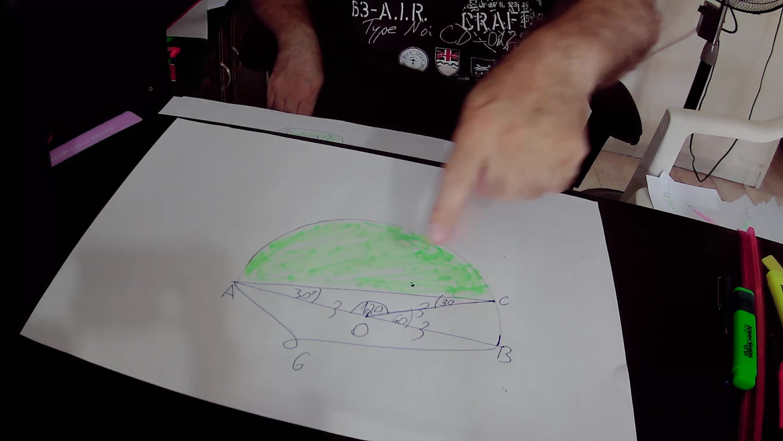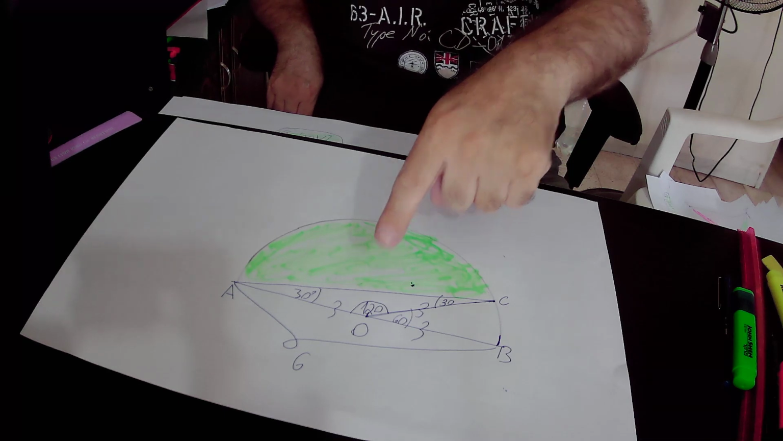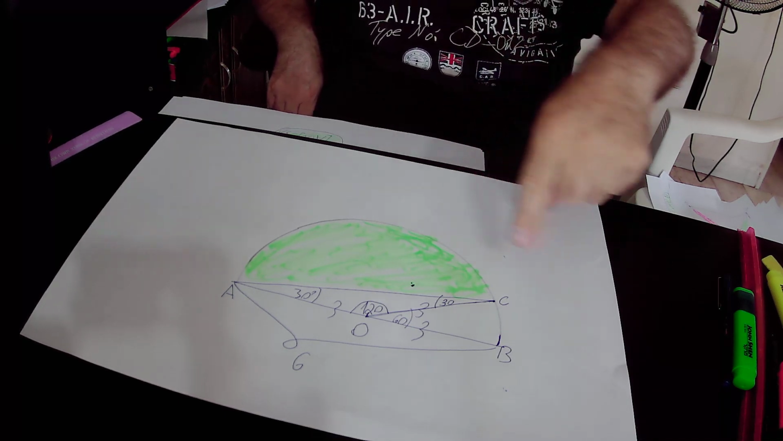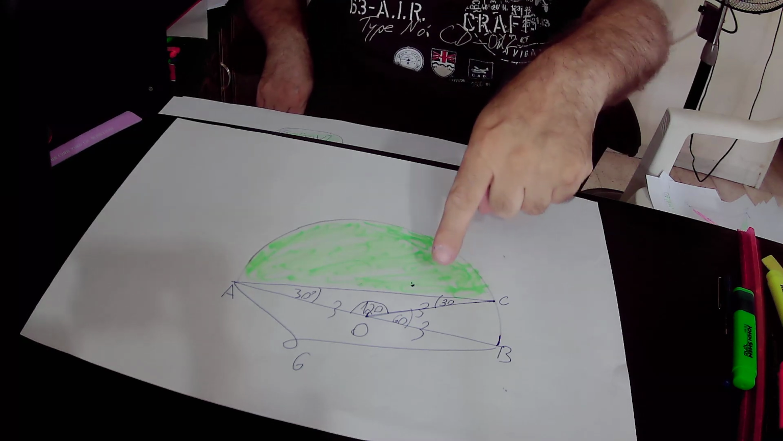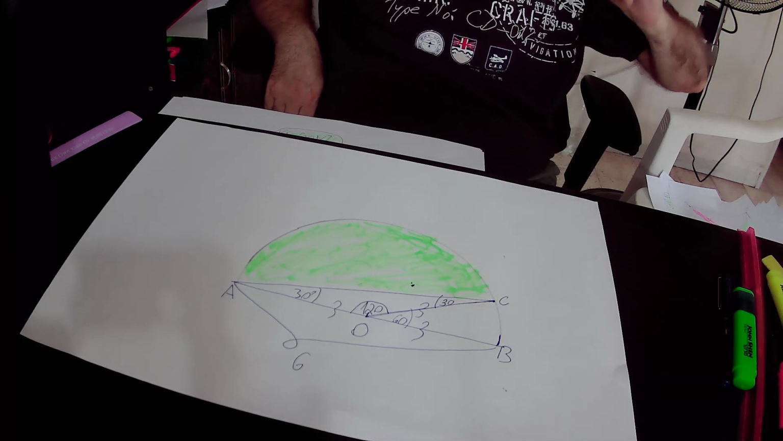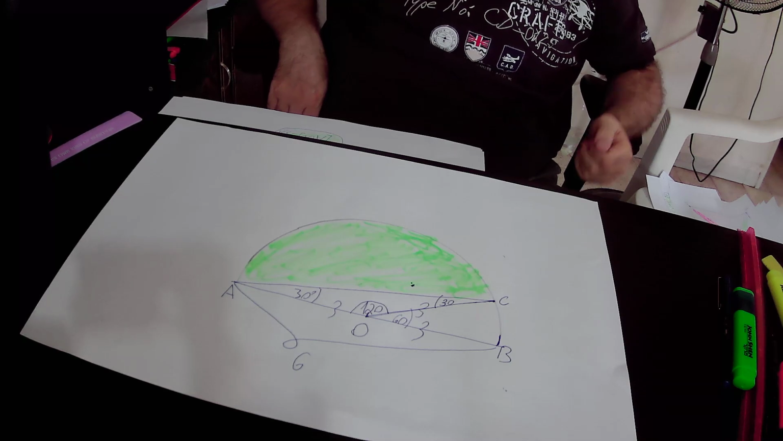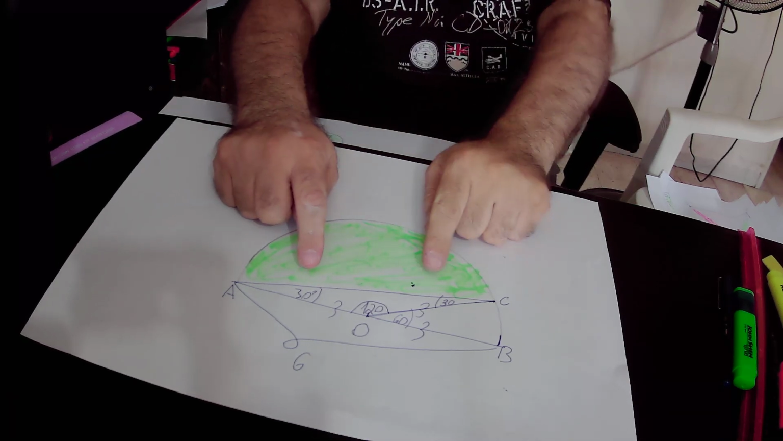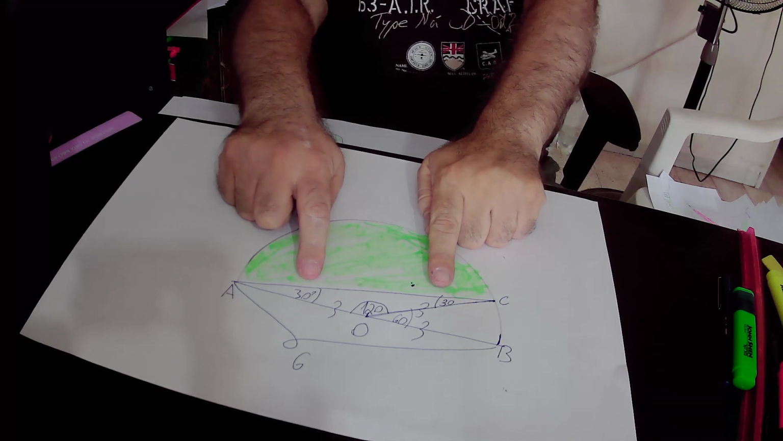We join points O and C together by a straight line. Point O is the center of the semicircle, point C is a point on the semicircle itself, therefore OC is the radius of this semicircle, that is equal to 3 units. So in triangle AOC, those two sides are both equal to 3 units, therefore they are equal to each other.